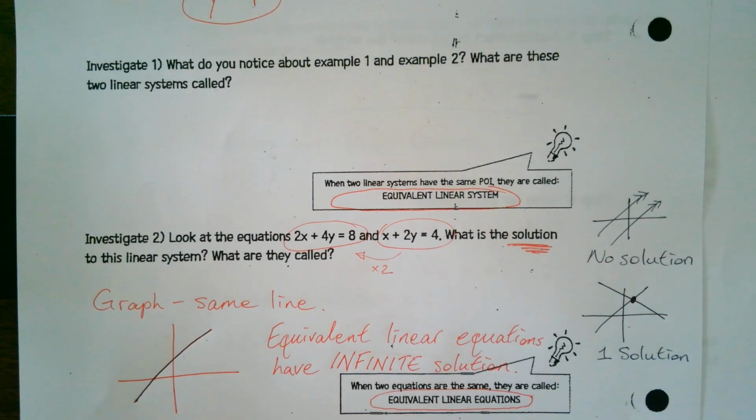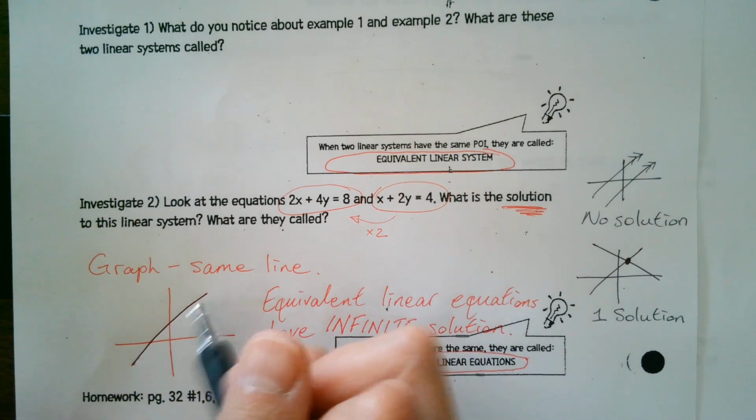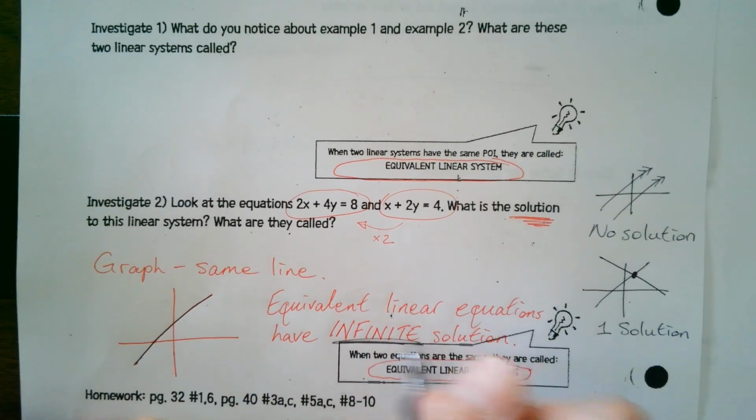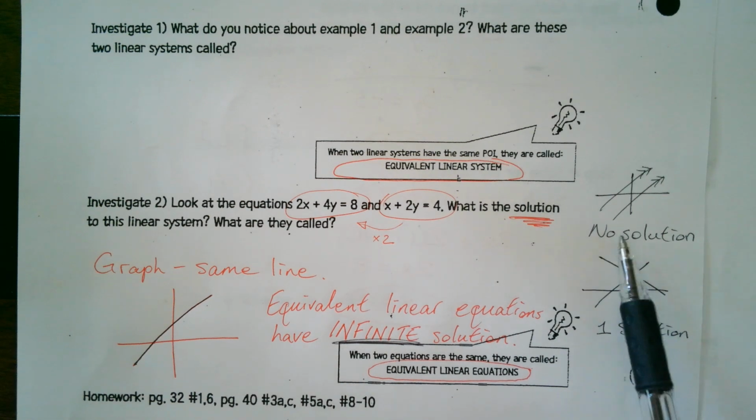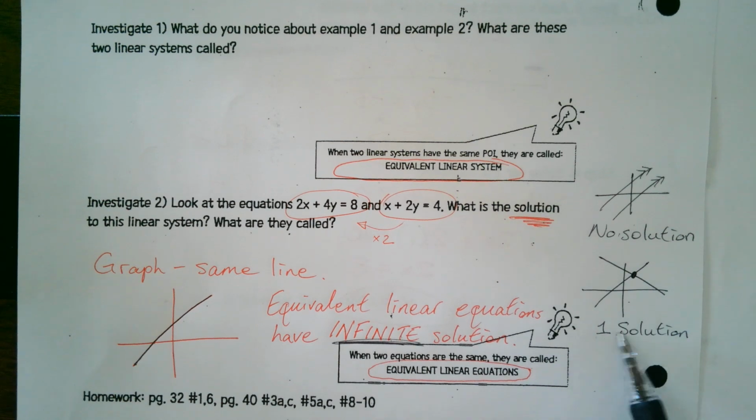Yeah, and then if it's the same line, then it's infinite solutions. So you always have the 3: no solution, one solution, or infinite solutions. Can you have 2 solutions? Yeah. Good. So there's no 2 solutions. It's either 1 or infinite or none. Okay. Any questions?